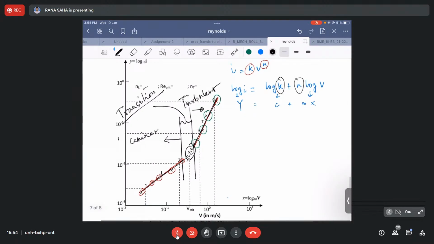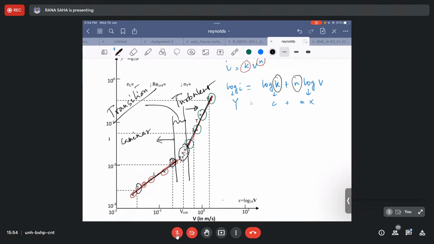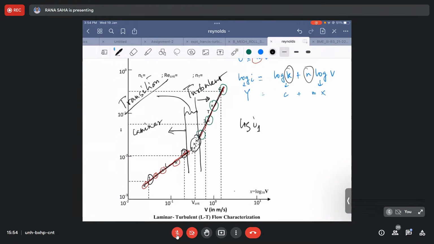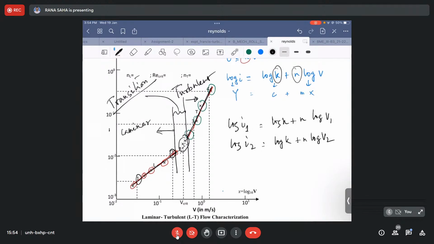So once you draw this straight line, then on this straight line you can take 2 points, say 1 and 2. And then you can write the equation once again as log I1 is equal to log K plus N log V1, and then log I2 is equal to log K plus N log V2. So these are the 2 equations, solving which you can find out log K and N. So solving this, you get log K, from which K can be evaluated. So K and N values for laminar you can find out. So this is only for laminar.